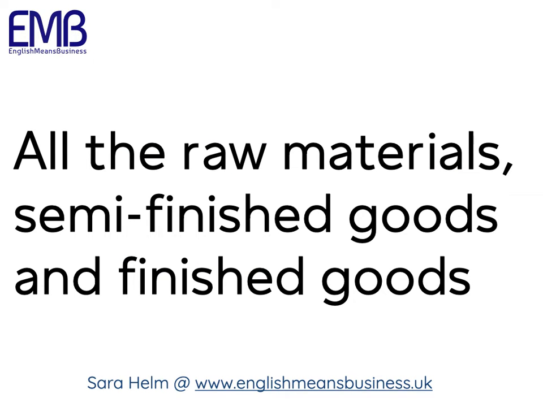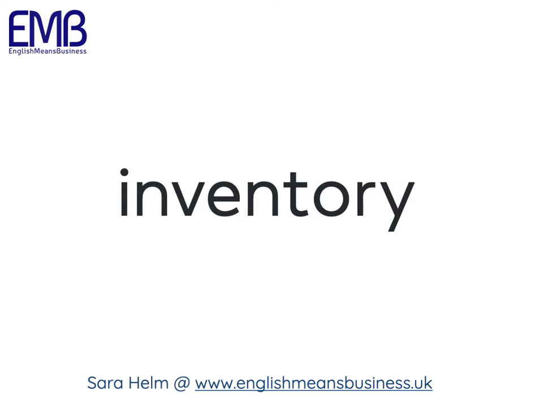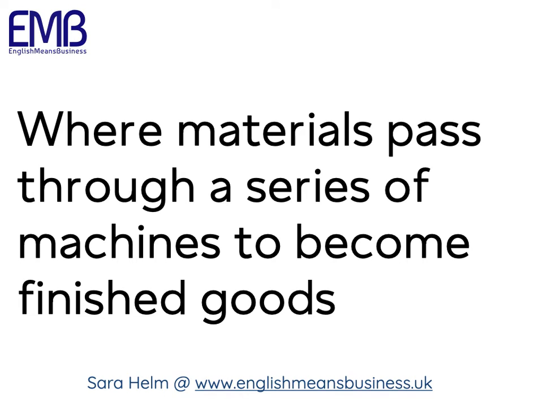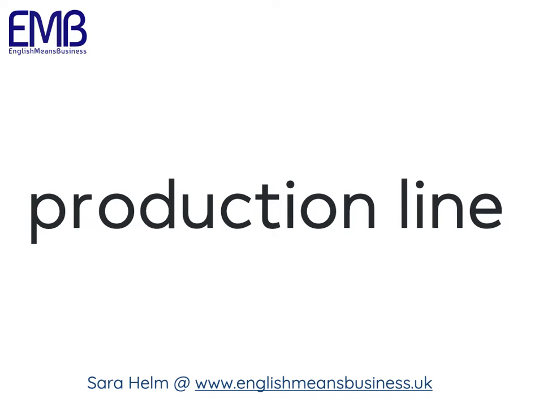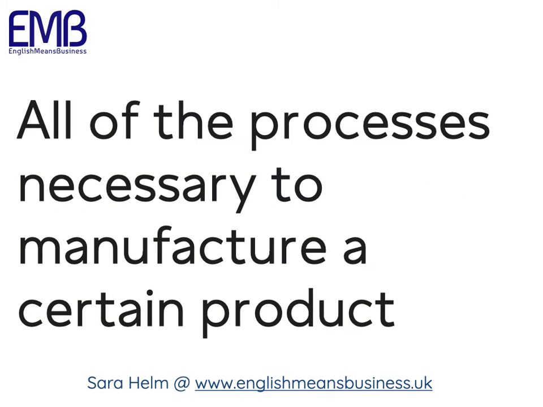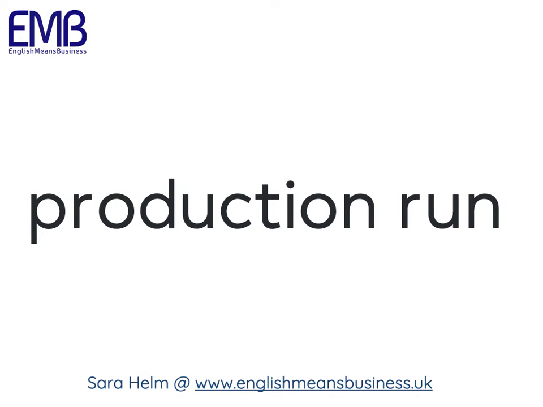And what do we call all the raw materials, semi-finished goods and finished goods in the factory? The inventory. This is where materials pass through a series of machines to become finished goods. The production line. All of the processes necessary to manufacture a certain product are known as the production run.